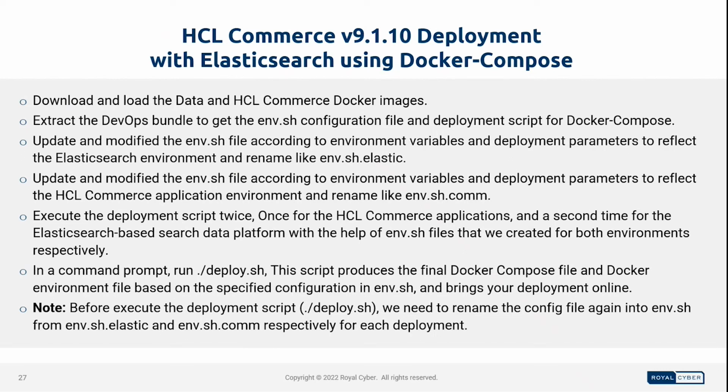But before deployment, we need to make sure, let's suppose we want to first deploy the Elastic stack, so we need to rename env.sh.elastic to env.sh, and then execute the deploy.sh script. This script will pick up all the changes that are specified in env.sh.elastic. So before the deployment, we need to make sure that we rename the files again to env.sh from env.sh.com or env.sh.elastic.